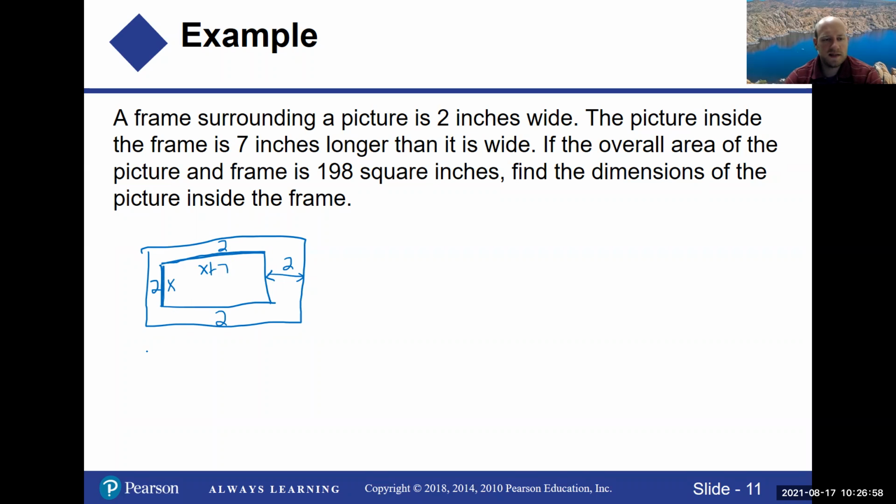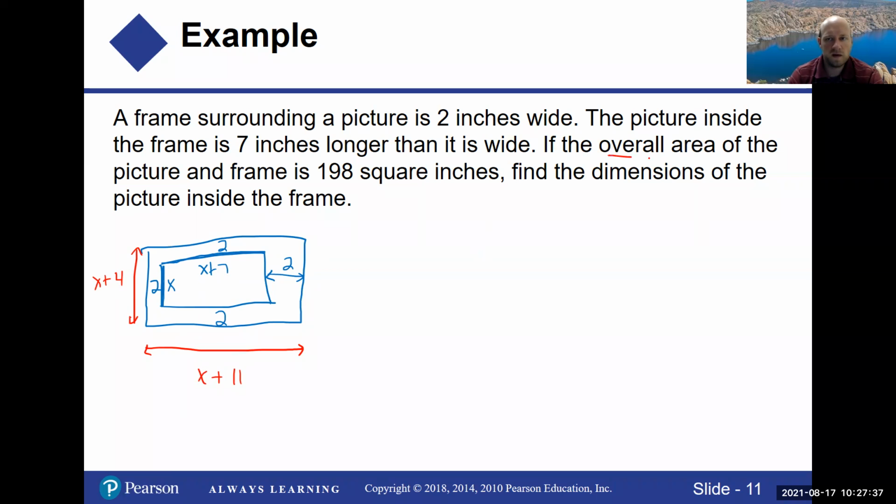And then on the outside, from here to here, we have X plus 7, but then we have another 2 inches here and another 2 inches here. So that's 4 more inches. So it's X plus 7 plus 2 and 2, so X plus 11. And then from here to here, this is X, and then 2 and 2 is 4, so X plus 4.